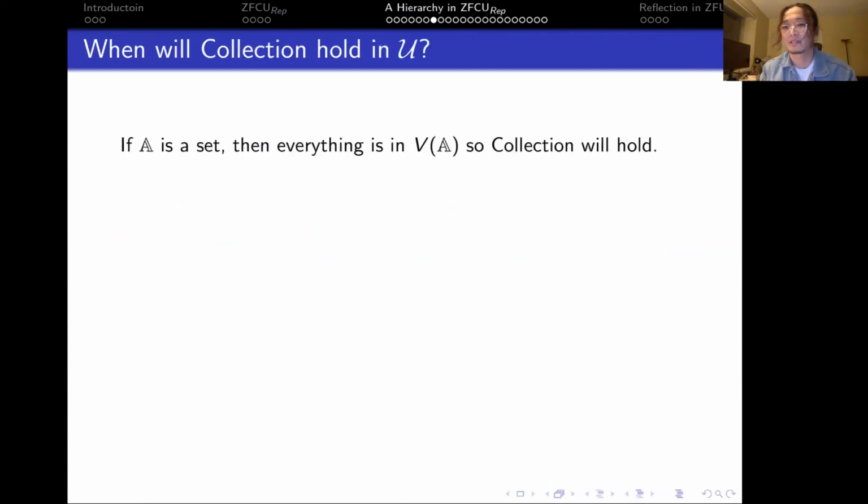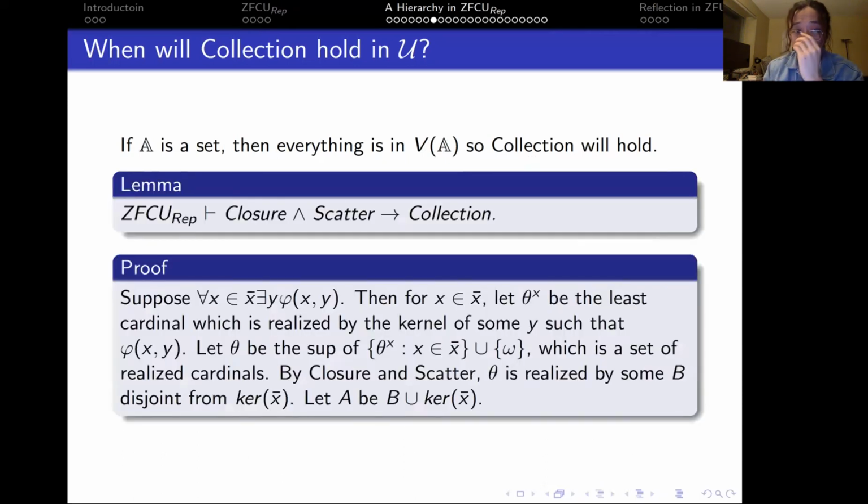All right, so let's think of this question: when will collection hold in U? Collection does not necessarily hold in U if our background theory is FCU with replacement. But we can observe that if A is a set, the class of urelements is a set, then everything is in this hierarchy, so collection will hold by the textbook argument. And in general, we can also show that if closure and scatter hold, then collection will hold.